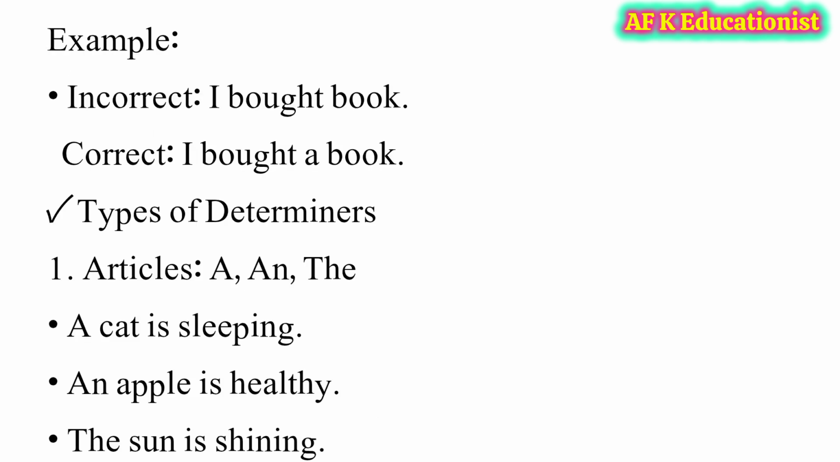Now, understand this. Without a determiner, many English sentences sound incomplete. For example, incorrect: I bought book. Correct: I bought a book.